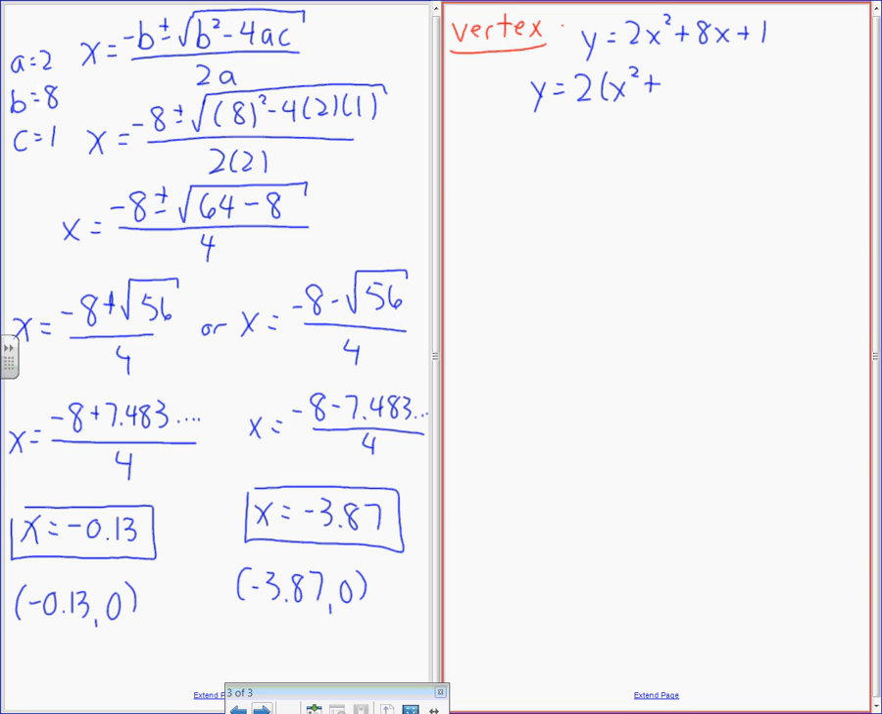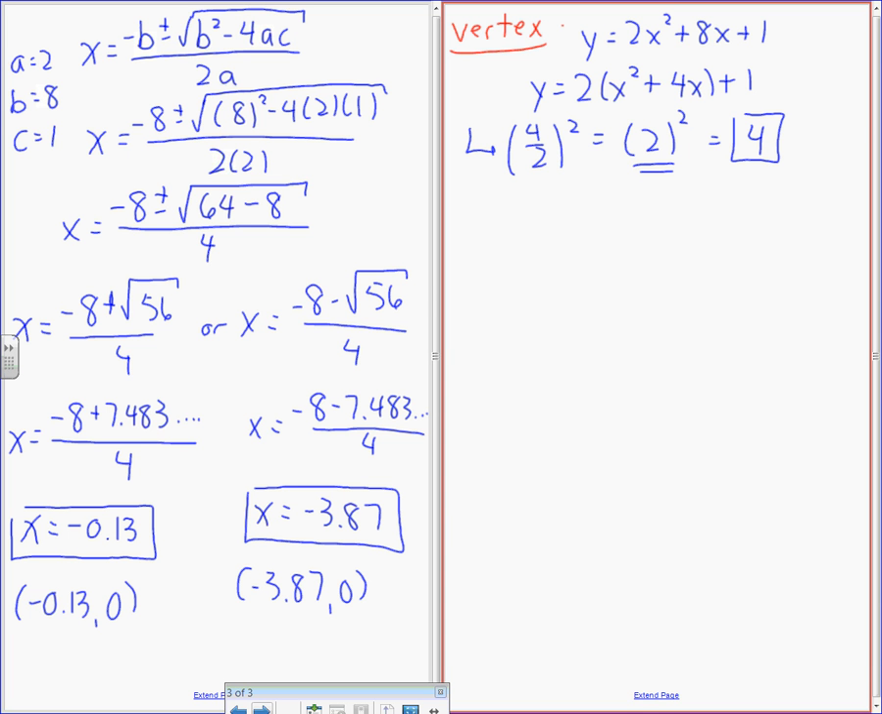So remember, you want it to be just plain x squared. Remember what the second step is now? Go ahead. Half of 4, and then square that.